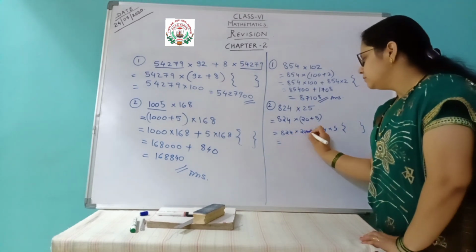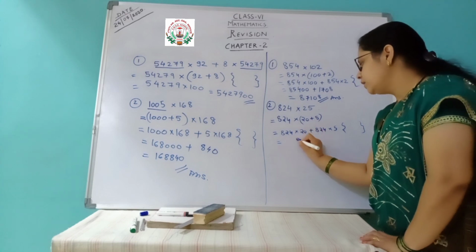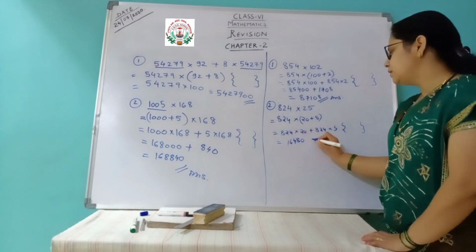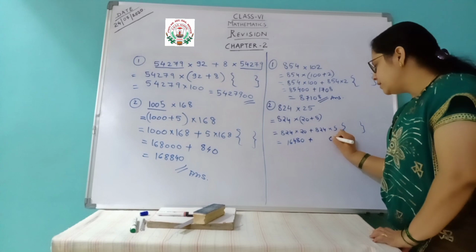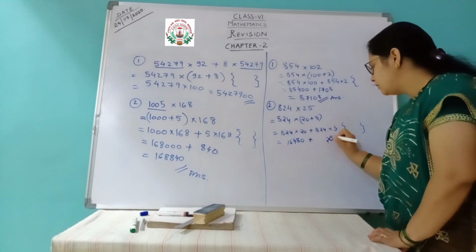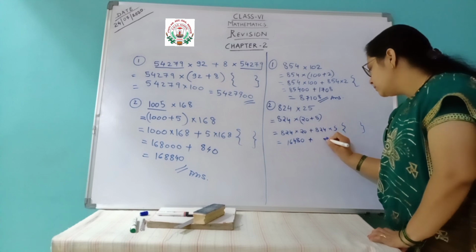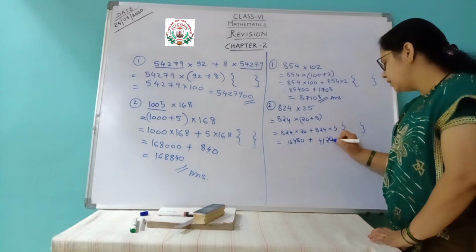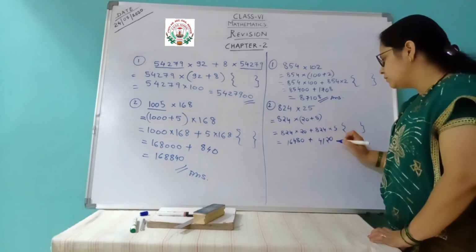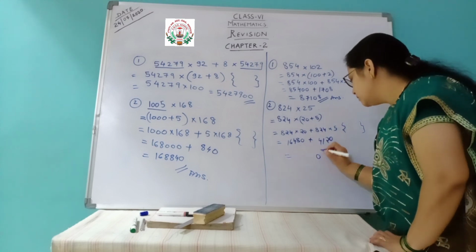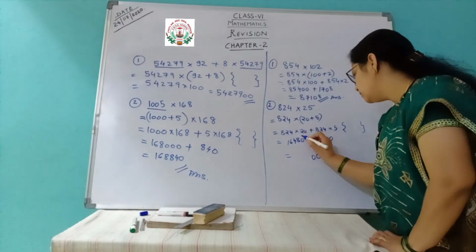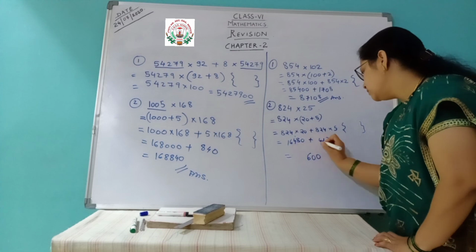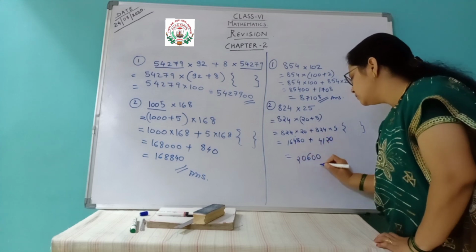Now multiply this, the 0 will be like that only. 2 4s are 8, 2 2s are 4, 2 8s are 16, and 1 zero will come here. Then the table of 5. 5 4s are 20, 0 and carry 2, 5 2s are 10, 12, 2 carry 1, 8 5s are 40, 41. Now add these two. 0, 0, 5, 6, 10, 0, 2. So this is your answer.